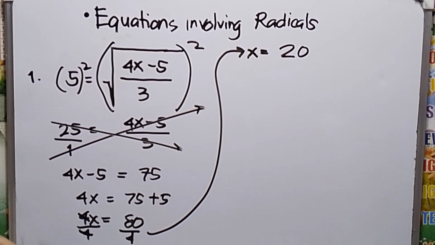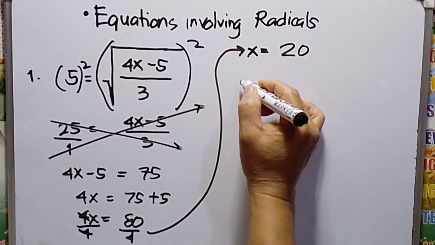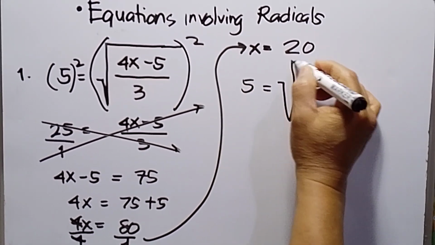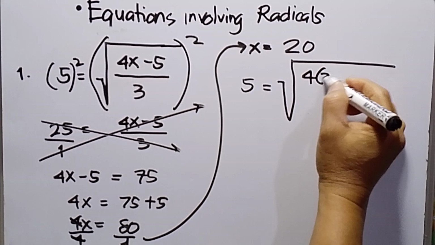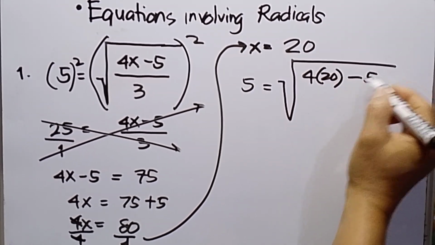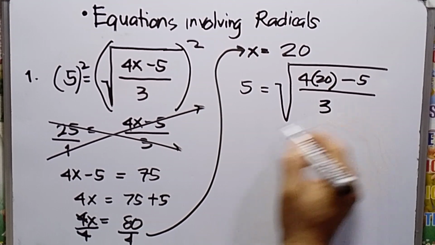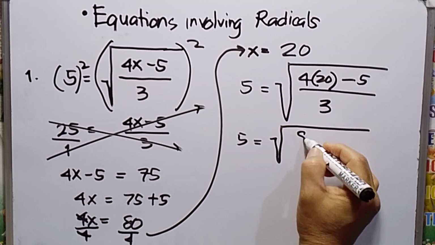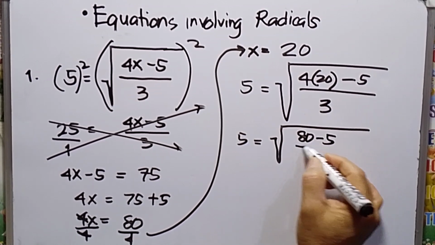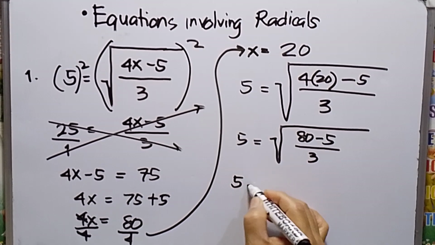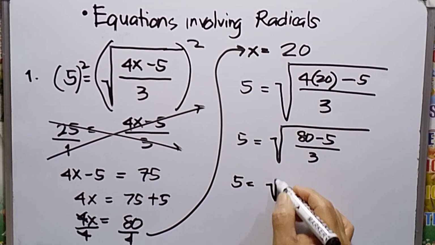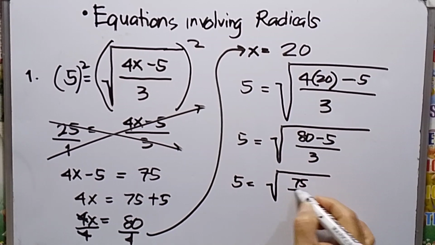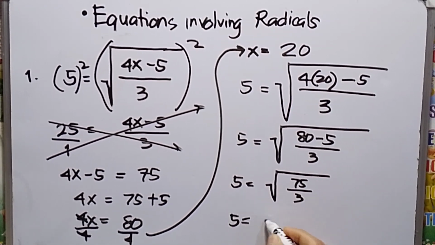Okay? So let us check by using the given equation. So I have 5 equals square root of (4 times 20 minus 5) divided by 3. So 4 times 20 is 80, minus 5, over 3. So 5 is equal to square root of 75 divided by 3. So 5 is equals to square root of 25, since 75 divided by 3 is 25.